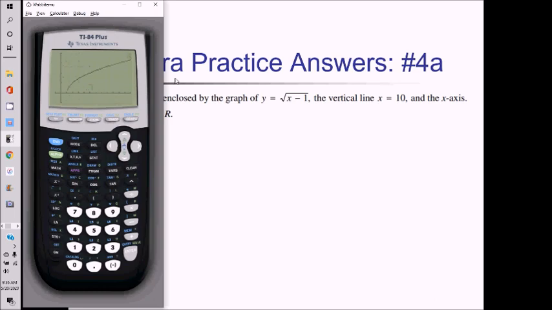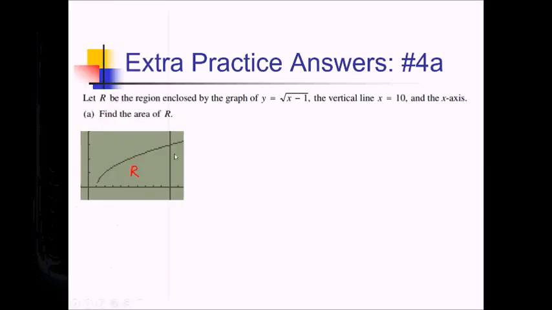And let me quit out of there now and do second program to get my draw menu. Draw a vertical line, option 4, and we'll draw that at 10. All right, so there's what I'm looking at. So that's the region R. And my first task is to find the area of this thing.